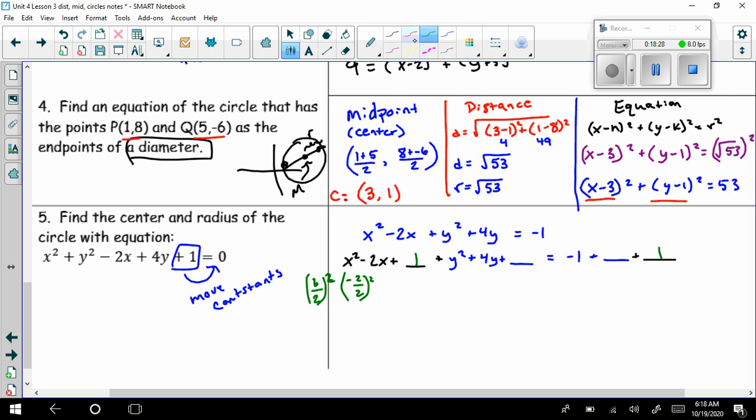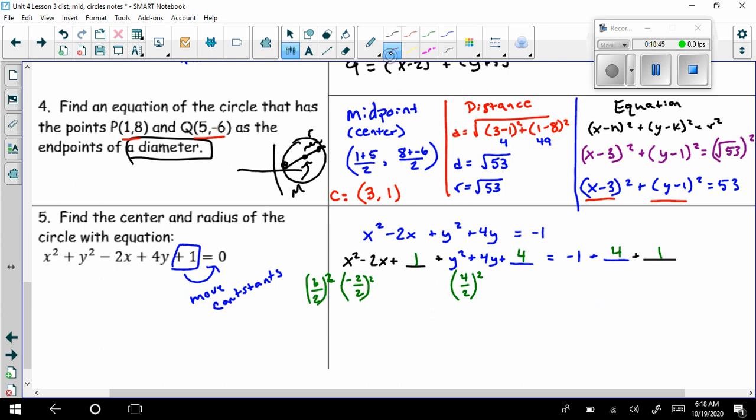And then we do 4 divided by 2, and switch colors there, but we square it. So 4 divided by 2 is 2, squared is 4. So we're going to also add 4 to both sides.